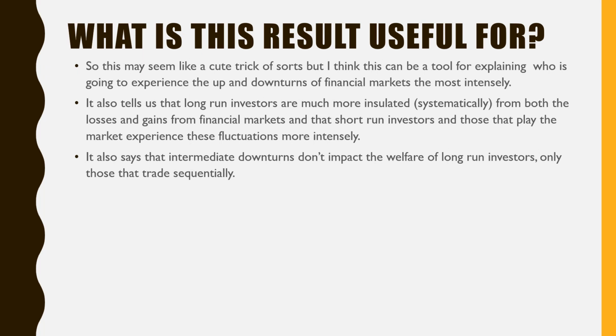So this may seem like a cute trick of sorts, but I think this can be useful as a tool for explaining who exactly is experiencing the ups and downturns of financial markets the most intensely. It also tells us that long-run investors are more insulated systematically from both the losses and the gains from financial markets than our short-run investors, and those that play the market experience the fluctuations more intensely. It also says that intermediate downturns don't impact the welfare of long-run investors, only those that trade sequentially.